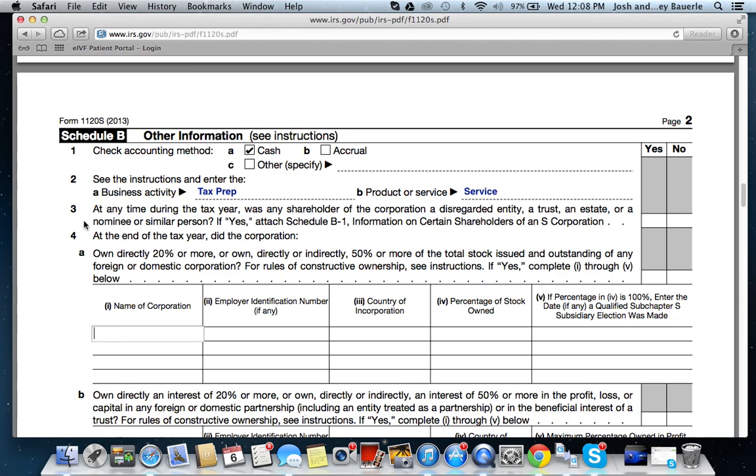Line 3, anytime during the tax year was any shareholder of the corporation a disregarded entity, a trust, an estate, or a nominee or similar person. So again, we're going to talk to 99% of you. If you're filling this out, you probably don't have any of those, and you're going to say no.